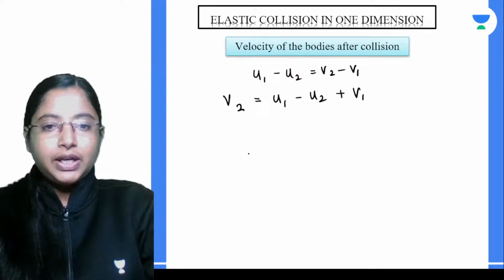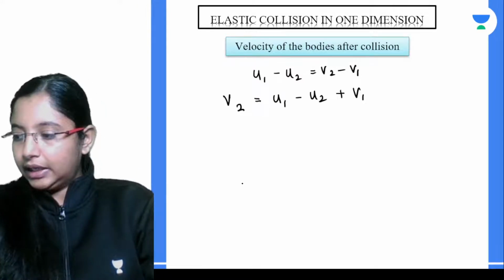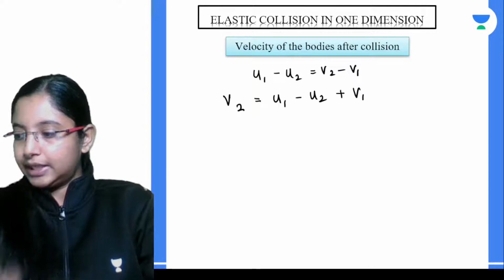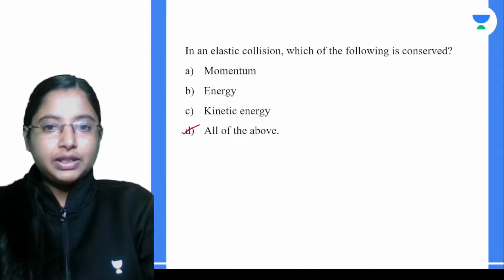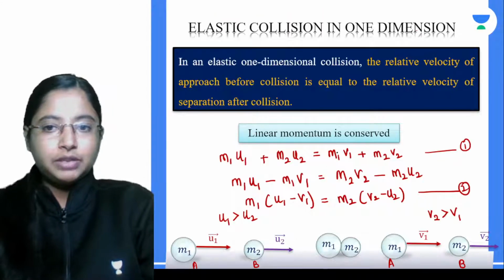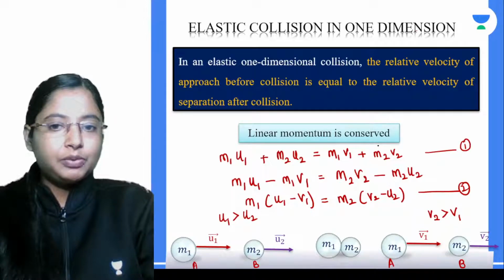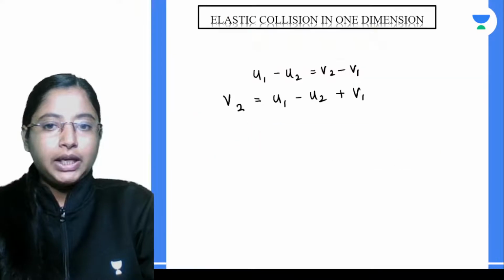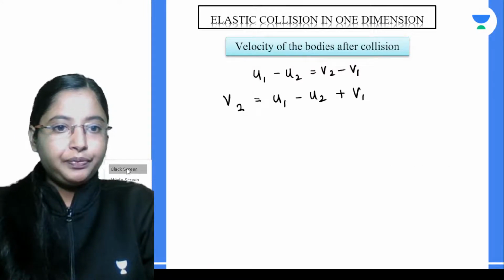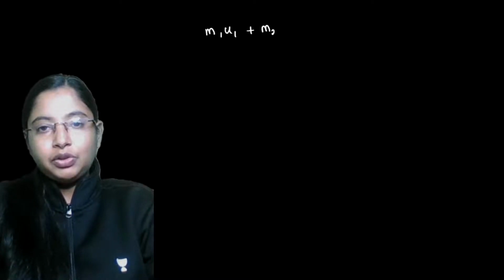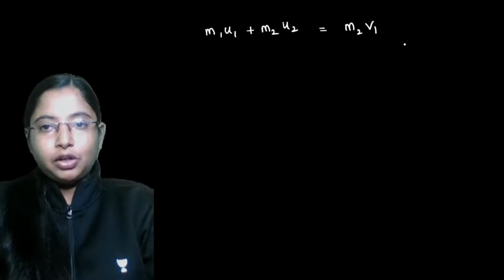Now the first equation that we saw, when we said linear momentum is conserved, we got this particular equation: m1 u1 plus m2 u2 is equal to m1 v1 plus m2 v2. So let's substitute in this equation. That is, m1 u1 plus m2 u2, the momentum before collision, is equal to the momentum after collision.